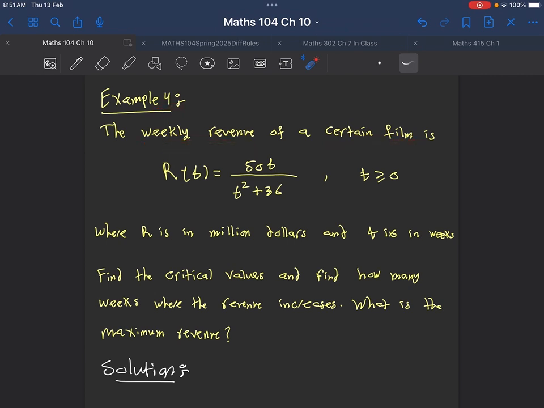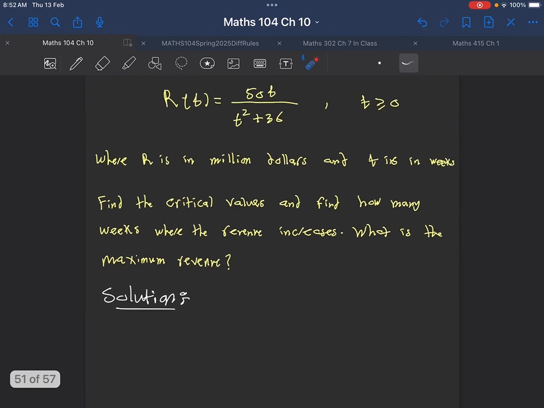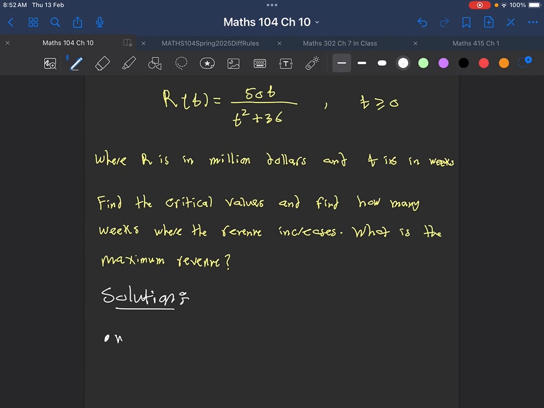In example number 4, the weekly revenue of a certain film. So imagine you have a film in the cinema. Now, every week we're generating revenue, and the revenue is given by this model. So we model the revenue by this function. And we need to find the critical values. We need to find how many weeks the revenue increases. So we need to find where the derivative is positive, and what is the maximum revenue.